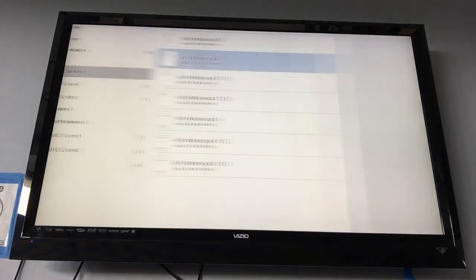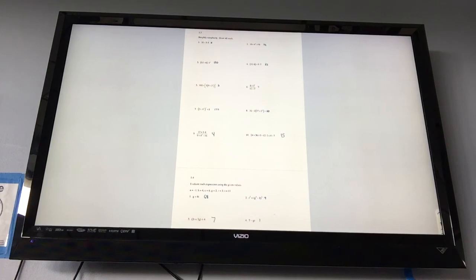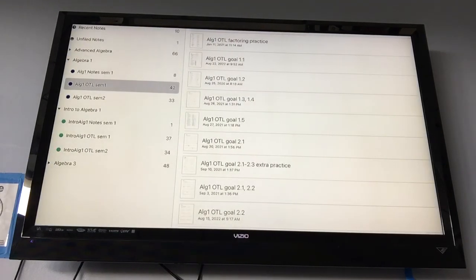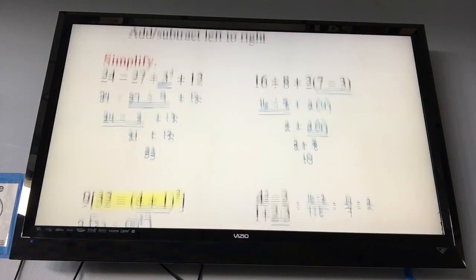All right, go back now to Classroom and load up your OTL for 1-3 and 1-4. It's one paper. Your OTL for 1-3 and 1-4. Load that up.